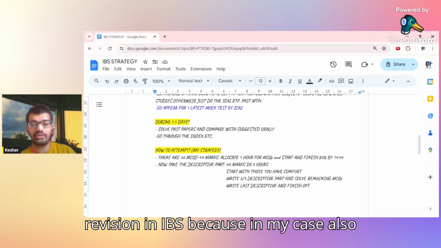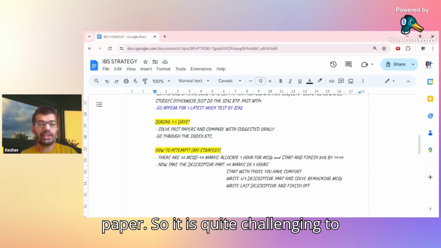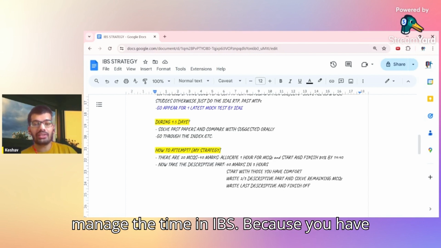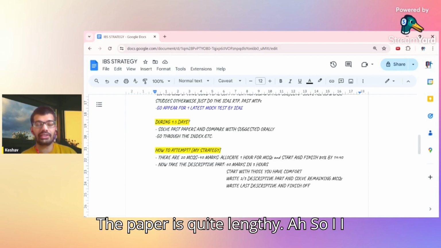You hardly get any time for revision in IBS, because in my case also I could attempt only the 90 marks of the paper. So it is quite challenging to manage the time in IBS, because you have to search a lot, you have to write a lot, paper is quite lengthy.